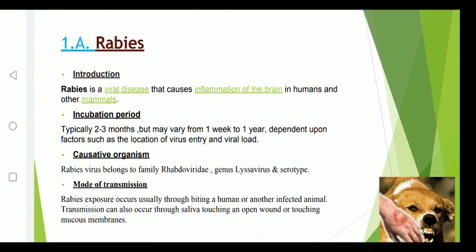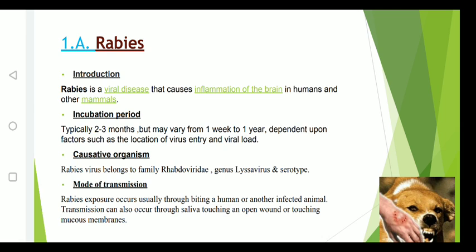So rabies, the introduction. Rabies is a viral disease that causes the inflammation of the brain in humans and other mammals. Actually it is a viral disease only. It causes inflammation of the brain in humans and other mammals. So we'll see what the incubation period is.